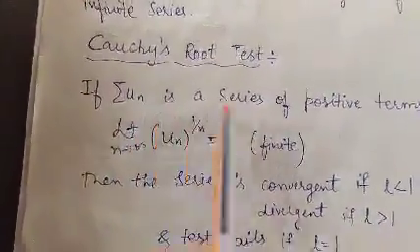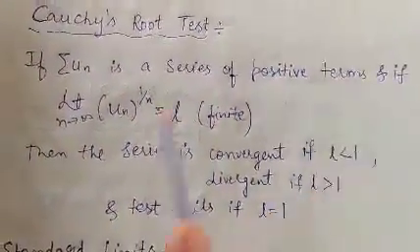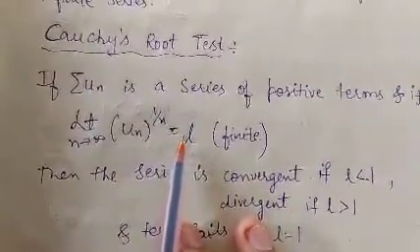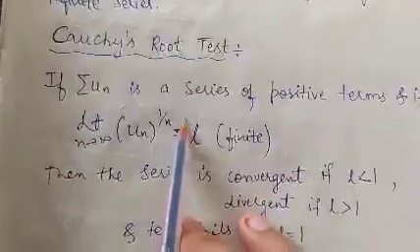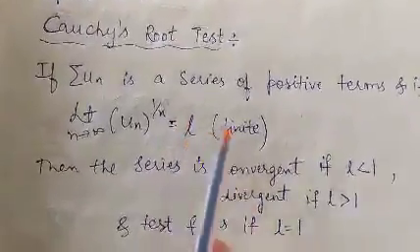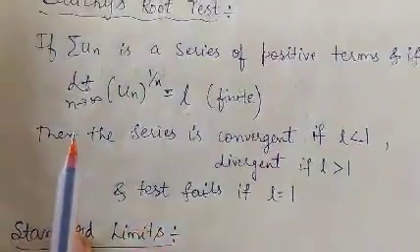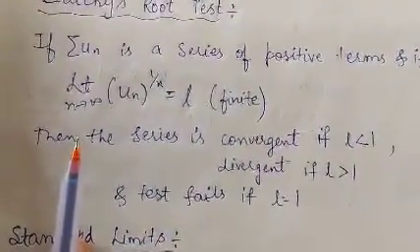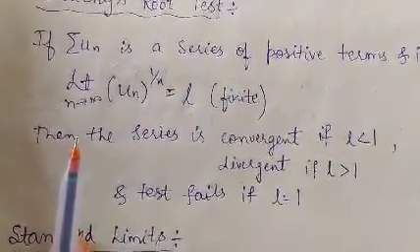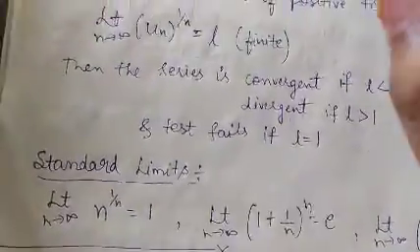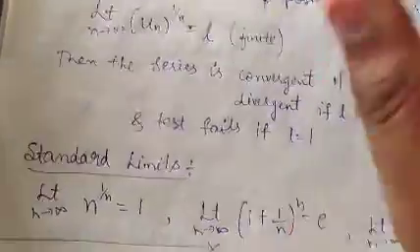If summation un is a series of positive terms and if the limit of un whole power 1 by n as n tends to infinity equals L, where L is some finite quantity, then the series is convergent if L is less than 1, the series is divergent if L is greater than 1, and the test fails when L equals 1. Okay. So we are going to solve some problems regarding this.